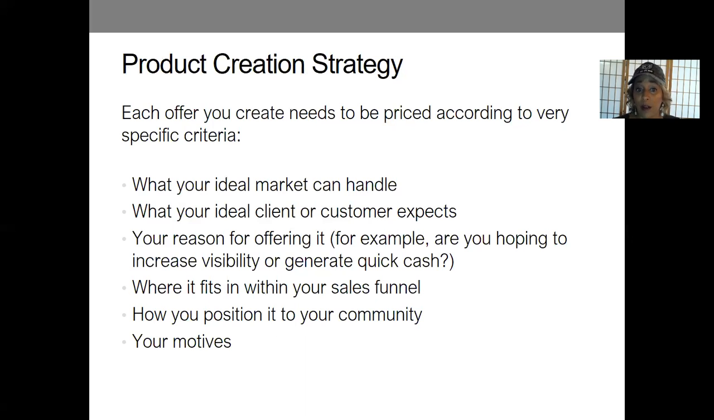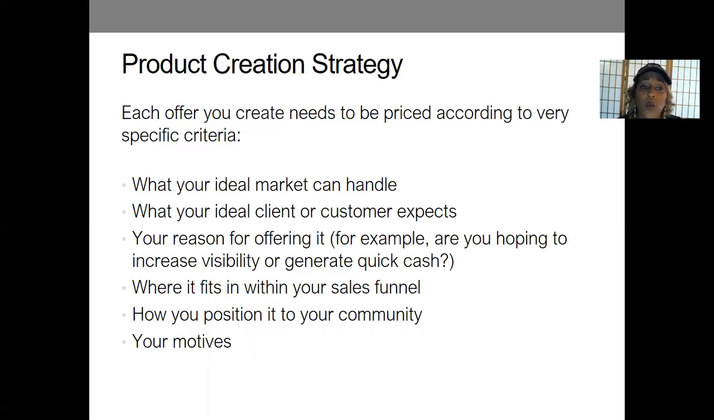Who is your ideal market? What can it handle? So no sense in creating a $20,000 program when you know your market can only handle $1,000, right? Know your ideal client and what they expect. That's really, really important. Because if you don't know your ideal client, you're just talking to someone who has no idea what you're talking about. So you want to make sure that you're doing that.